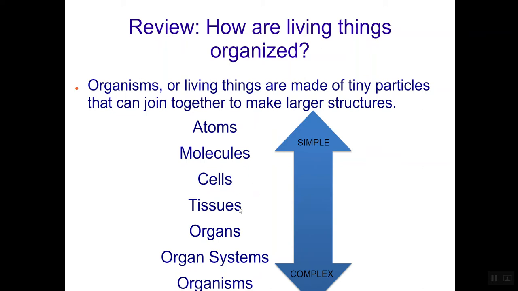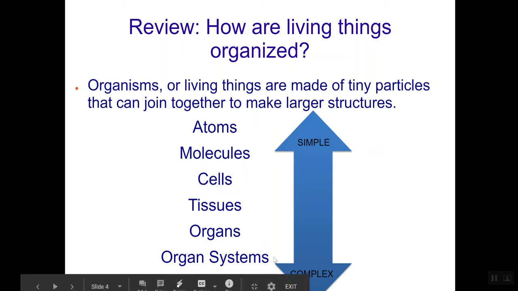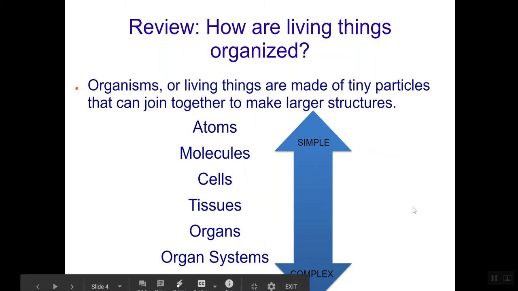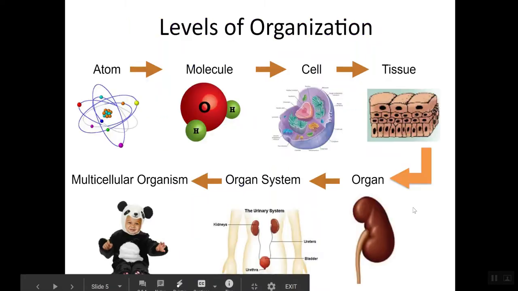And then cells combine to form tissues, which combine to form organs. An organ can be like your heart, or your liver, or your lungs. Those combine to form organ systems, and then those organ systems form organisms like us. One human is one organism, or a bird, or a plant, or any single living thing would be considered an organism that has all of these levels of organization.